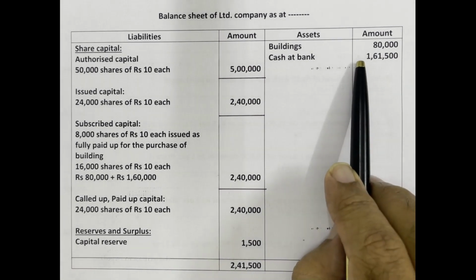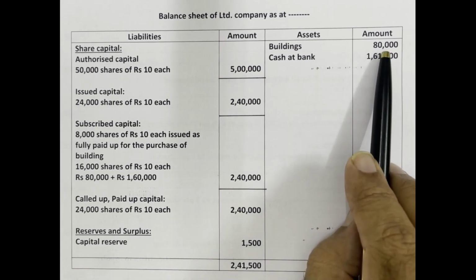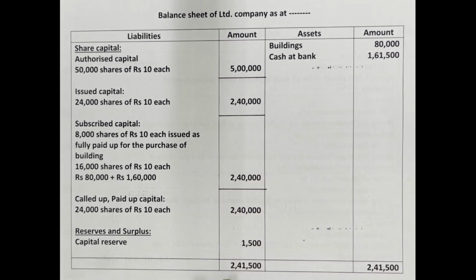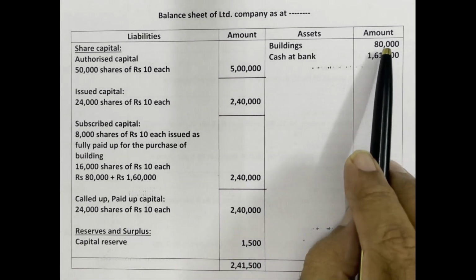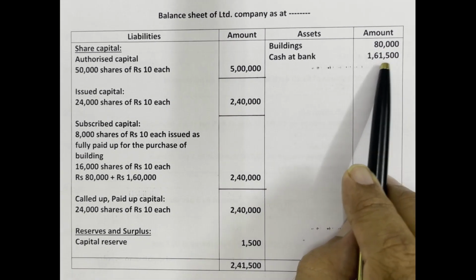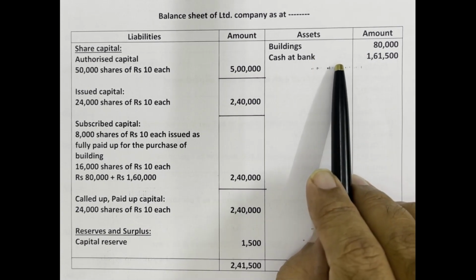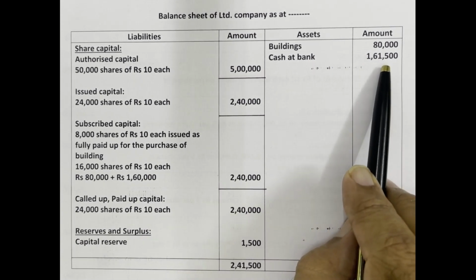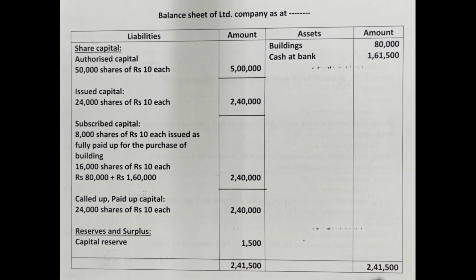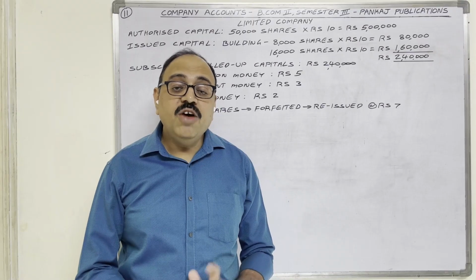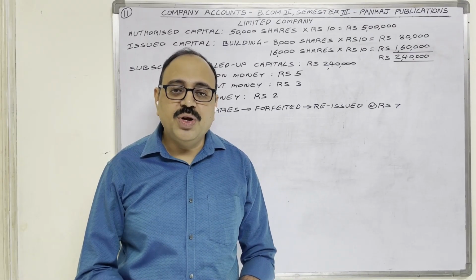Come to asset side. Company purchased building for 80,000 rupees. Show that building value 80,000. Cash at bank 2,41,500 minus 80,000 is equal to 1,61,500. If you prepare cash book roughly by posting all the journal entries which we wrote, you will get the same balance. So asset side also total is same, 2,41,500. Take a screenshot of balance sheet. This is the end of present video. Hope this video is helpful to you. Thank you.